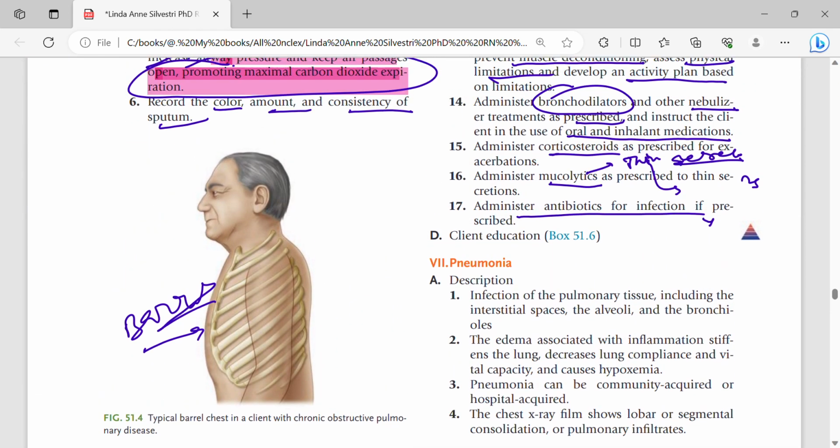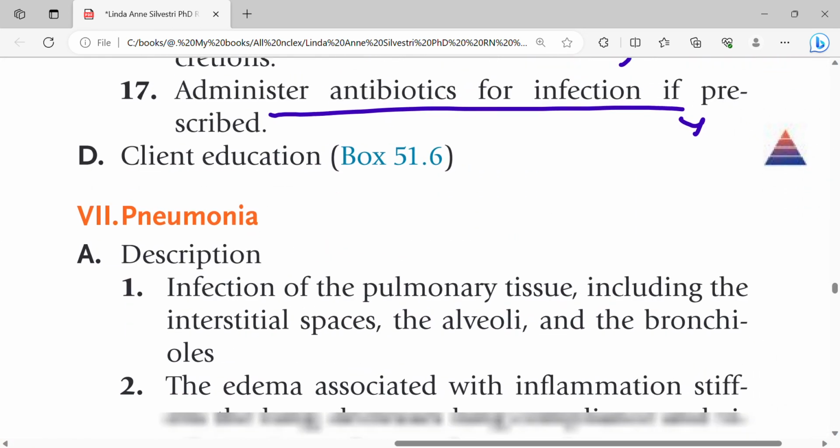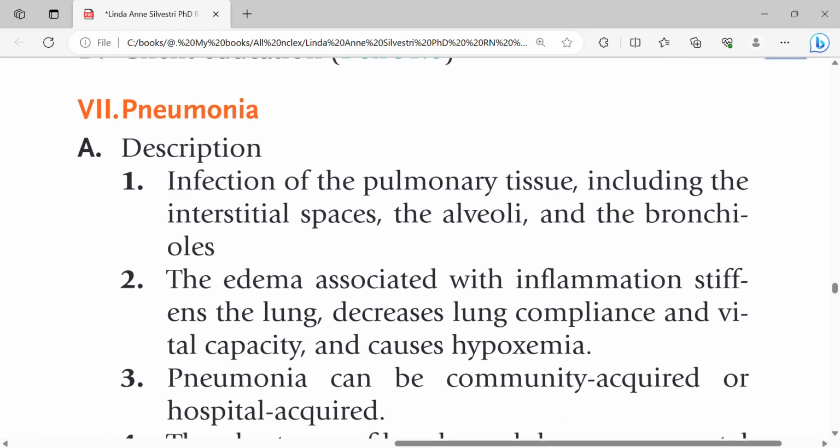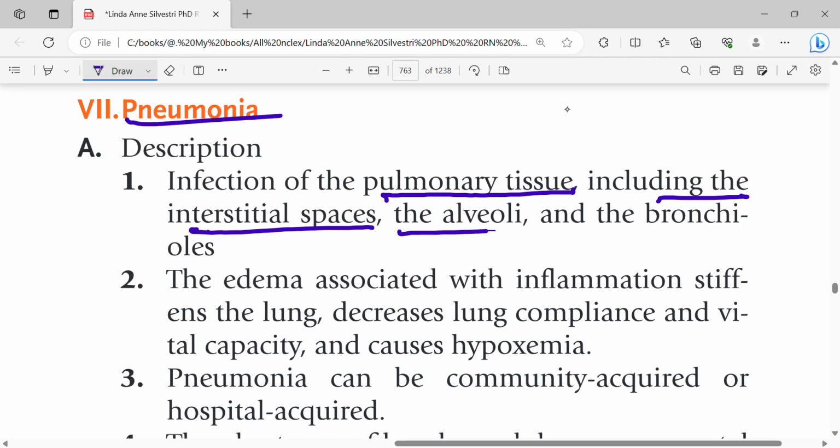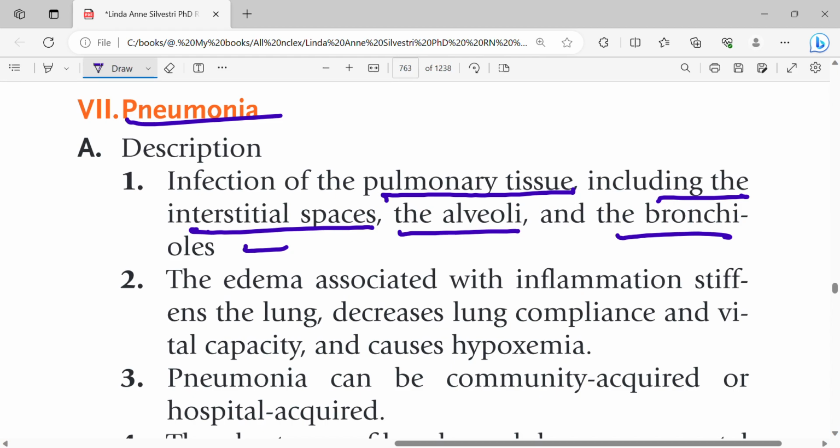Now next topic we'll see the pneumonia. What is pneumonia? Pneumonia is an infection of the pulmonary tissues including the interstitial space, alveoli and the bronchioles.